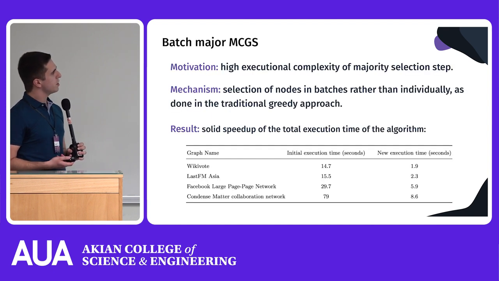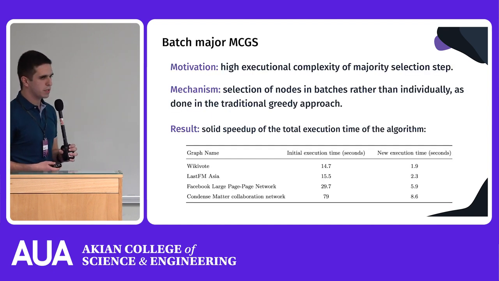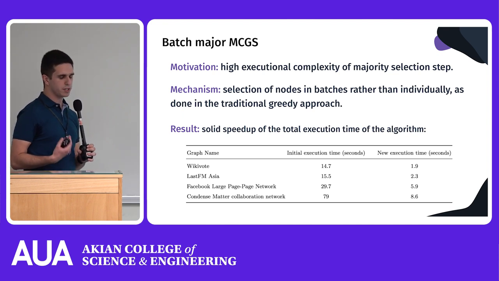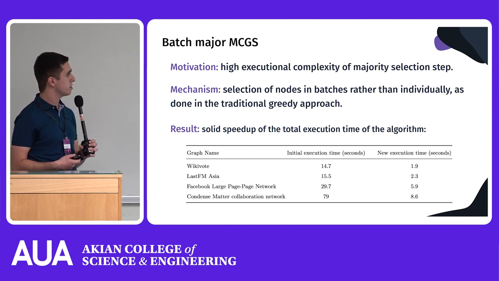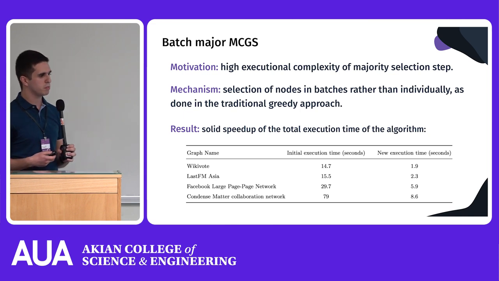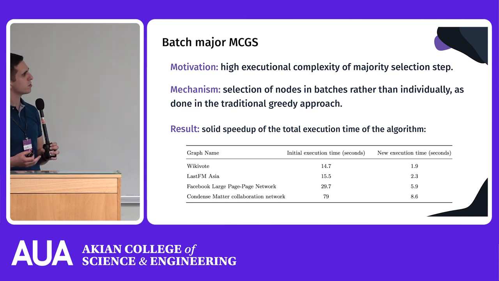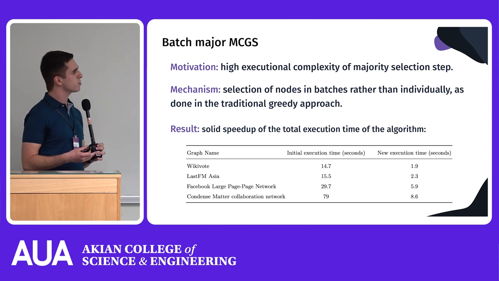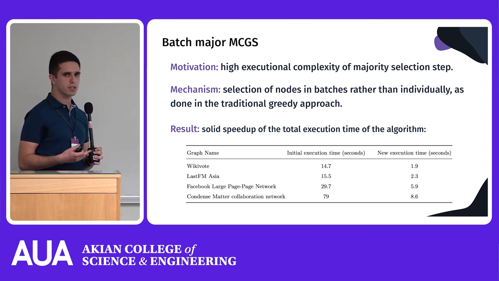The first modification that we applied is called batch major MCGS. It means we take the regular MCGS but modify the majority selection phase. Instead of picking a single node at each step, the one that performs the best, we decide to take a batch of nodes, like 10 nodes at each iteration. So we will reduce the number of iterations by 10 times, and our algorithm will become much faster.